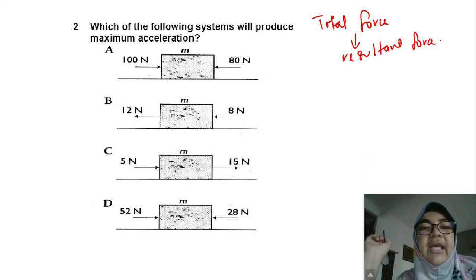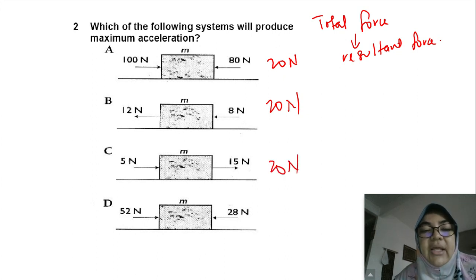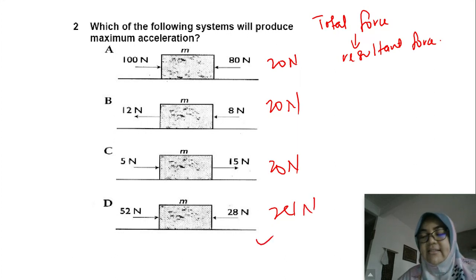Okay, so A, the total force is 10 minus 30, 20 Newton. B, total force, we have two forces, same direction, so also 20 Newton. And C, we have two forces, same direction, also 20 Newton. Okay, D, we have one force to the right, 52 Newton, and the other force to the left is 28. Okay, so 52 minus 28, so this is 24 Newton. So the answer is D.